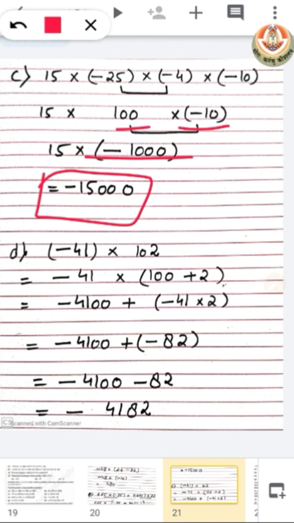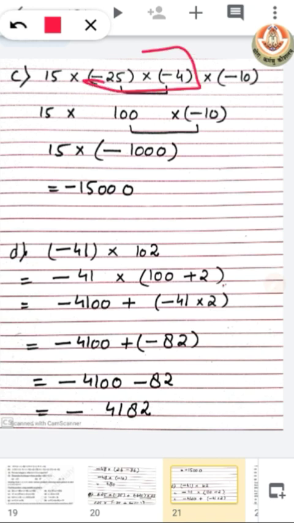See how our calculation became easy. So don't try to solve first those numbers for which we have to do a bigger multiplication. Just try to find out those numbers first whose multiplication gives an easy number and easy multiplication. Okay class.